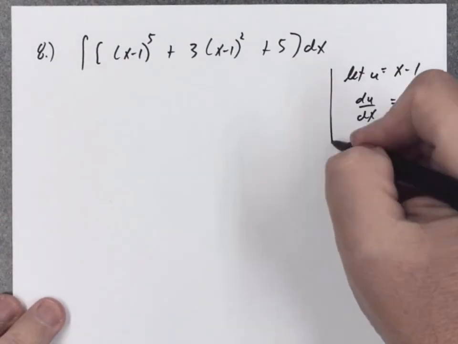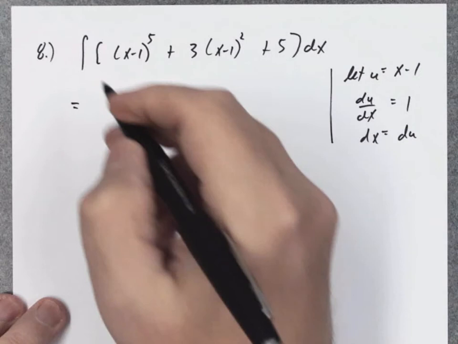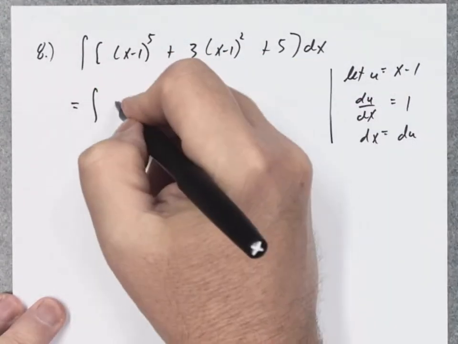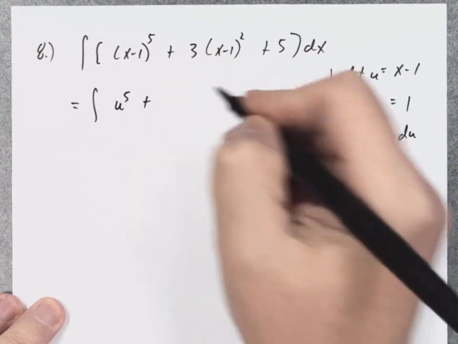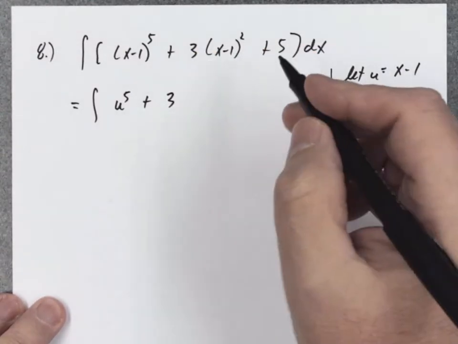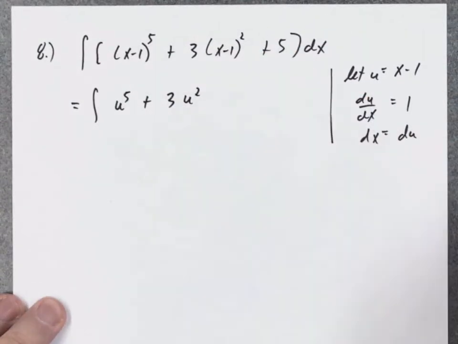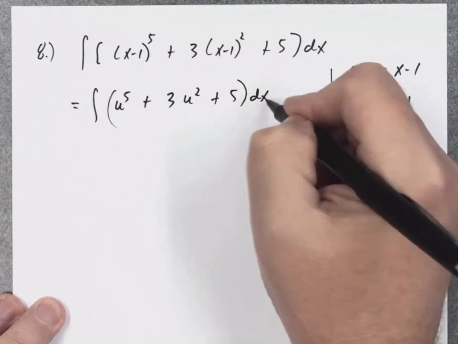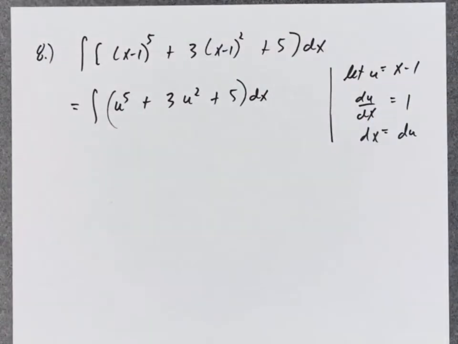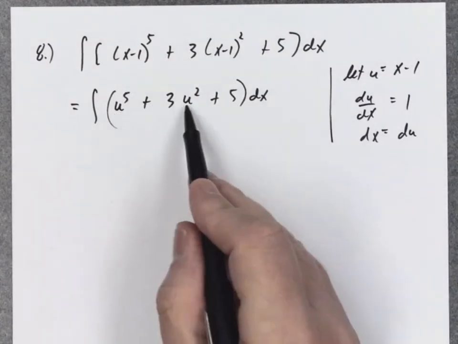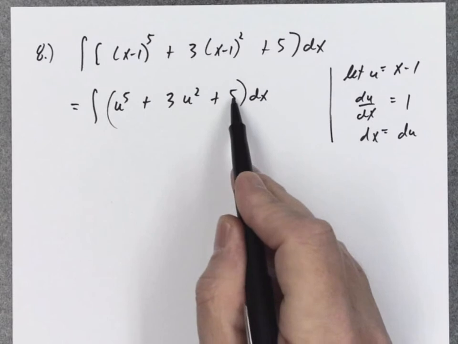So now, if I do my substitution, (x minus 1) to the 5th, where x minus 1 is u, is like u to the 5th. 3 times (x minus 1) squared becomes 3 times u squared, plus 5, times dx. You know what this is? This is pretty straightforward. Both of these are straightforward power rule, and this is just a constant.